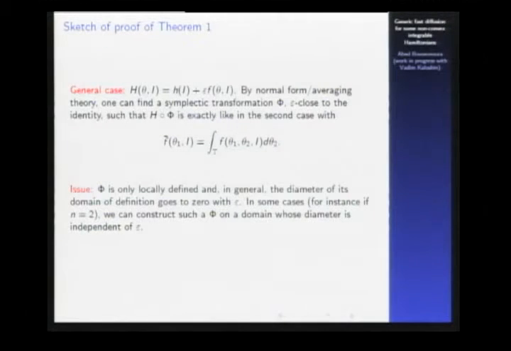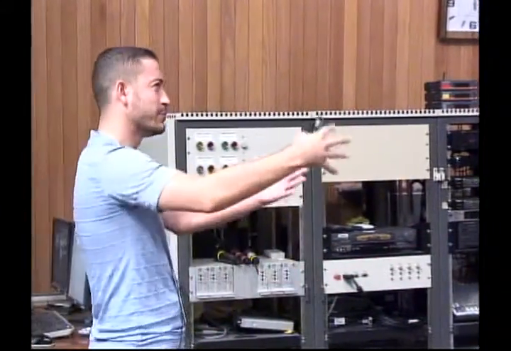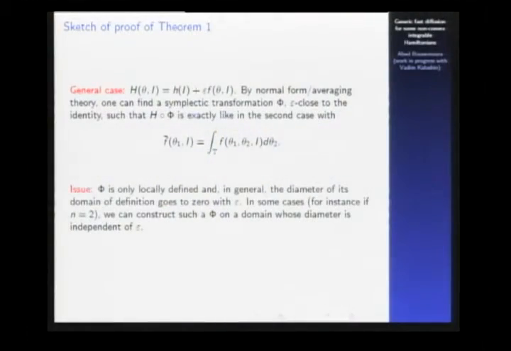In some cases, for example if n equals 2, you can work more and try to construct a phi in a different way, such that it has a domain whose diameter is independent of epsilon. When epsilon goes to 0, the diameter does not go to 0. I guess that's not very clear, but what I am saying is that here, in general, the diameter goes to 0 with epsilon, and here you can make a construction on some domain of order 1.